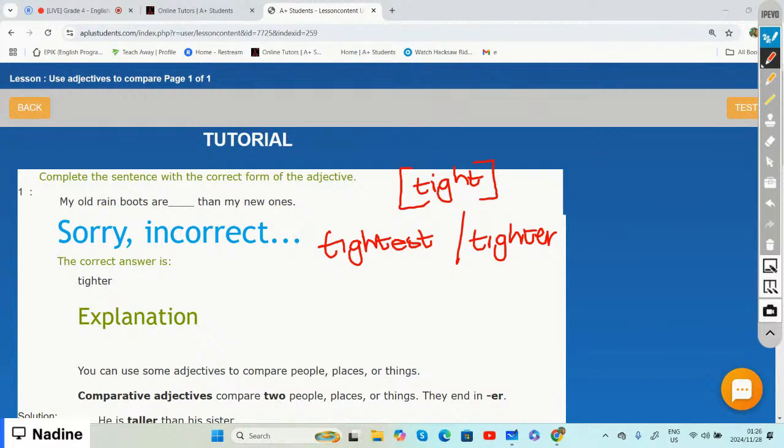So when it comes to comparing the old one with the new one, do we say it is tightest or do we say it is tighter? For example, my old rain boots are, do we say it is tightest than the new one? Or do we say my old rain boots are tighter than the new one? Which one is correct?